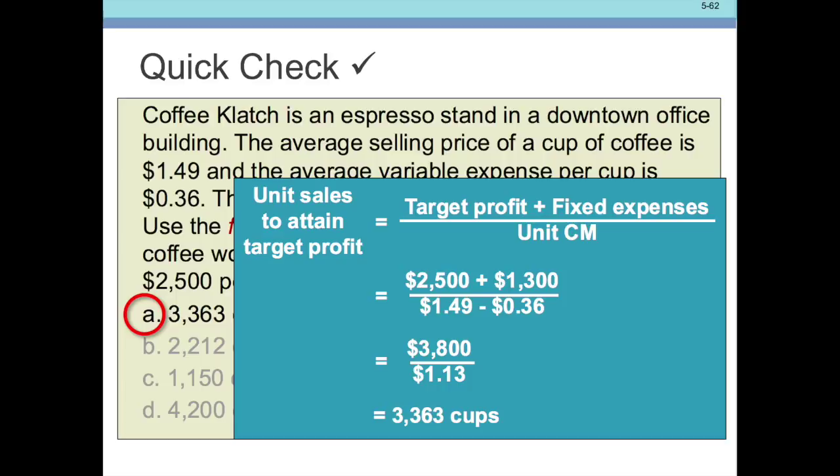So we have target profit of $2,500, fixed expenses of $1,300, and we know that our unit contribution margin is $1.49 minus 36, $1.13. So $1.13 goes into 3,800, 3,363 times. So if we want our profit of $2,500, we need to sell 3,363 cups of coffee, which is a lot of cups of coffee since we're only selling 2,100 at the moment.